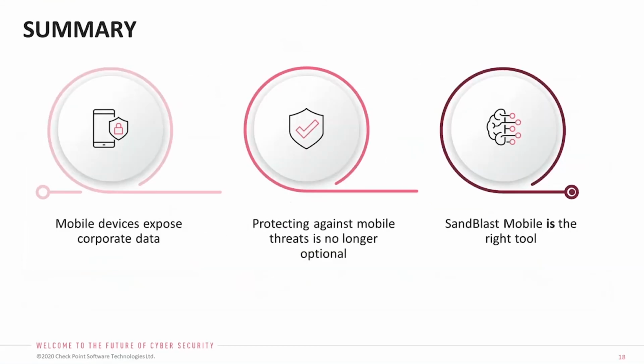Okay, so to summarize, your mobile device is exposed out there and they've got your corporate data on there. Protecting against mobile threats is no longer optional. It's not "Oh, do I have a corporate device out there with some data on there?" Yes, you definitely do. You have a device out there. They're accessing emails. You're accessing your corporate data. You need to be able to protect it.